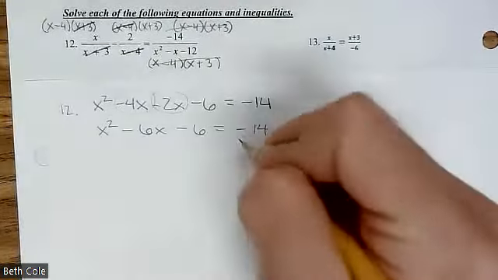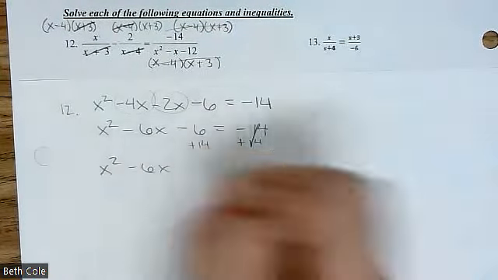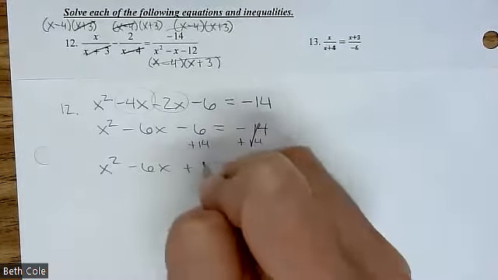Evacuate. Get everybody to one side. We're going to add over the 14 so that it'll be 0. So what is that? Plus 8?